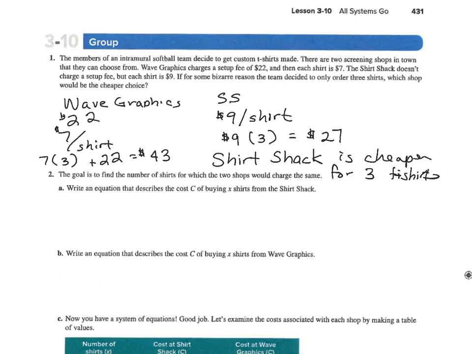All right, 2. The goal is to find the number of shirts for which the 2 shops would charge the same. Write an equation that describes the cost C of buying X shirts from the Shirt Shack. Well, remember, from the Shirt Shack, that was $9 per shirt. So there we go. We're going to do the same thing for Wave Graphics. Write an equation that describes the cost C of buying X shirts from Wave Graphics. C equals 7 times X. Remember, each t-shirt was $7, but we had that $22 setup fee.